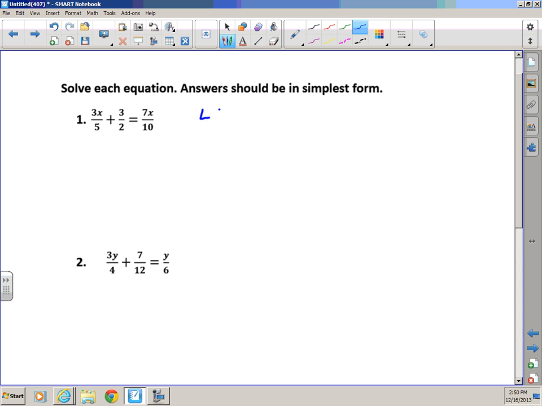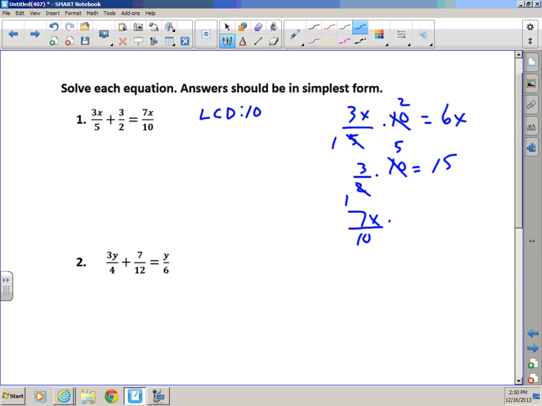So what's my LCD? It's 10. 5, 2, and 10 all divide equally into 10, and that's the smallest common denominator. I take the first term, which is 3x over 5. I multiply that by 10. Well, I'm going to just cross-cancel. That's the whole point. There should be cross-canceling throughout this whole problem.